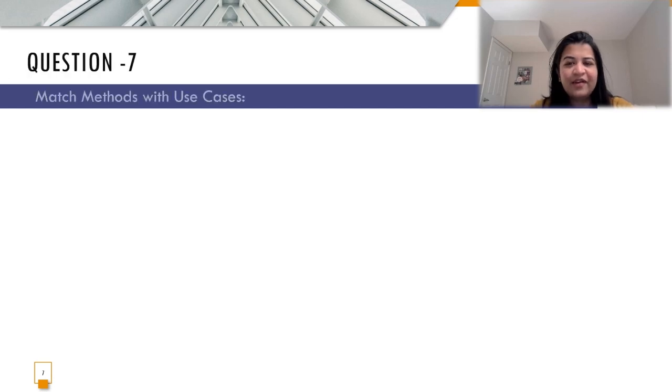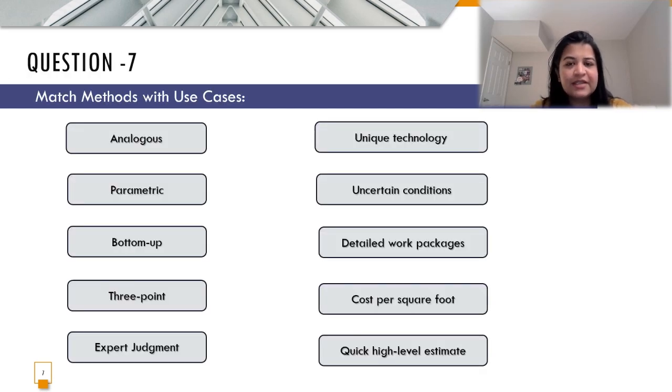In question number 7, we are given certain methods and we are supposed to match them with the respective use cases. So the first one I have over here is analogous. Now from the meaning of the word analogous, I can understand that it is going to be similar to things that have been done before. For example, we have two fruits, apple and orange. Both belong to the fruit category, but they have their own tastes and their own features. So for analogous, I am going to map it with quick high level estimate.